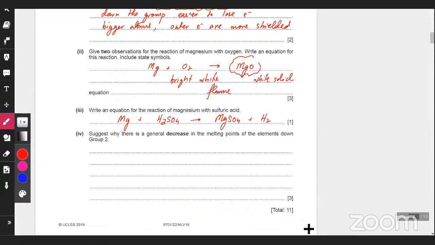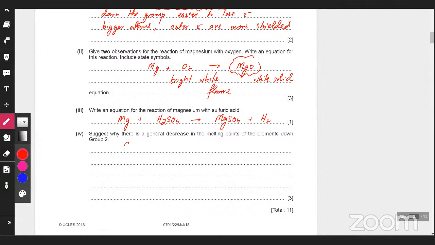Now suggest why there's a general decrease in the melting points of the elements down group 2. Now this one is about melting points. Why do group 2 melting points decrease down the group? The explanation for that is a 3-mark question. They're all metals, and metals have positive ions in a sea of free moving electrons.